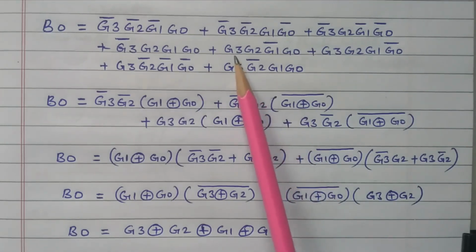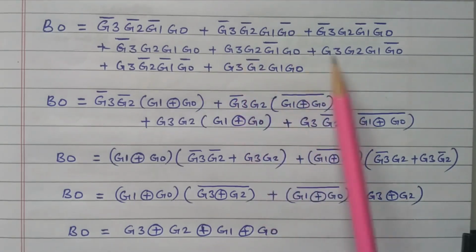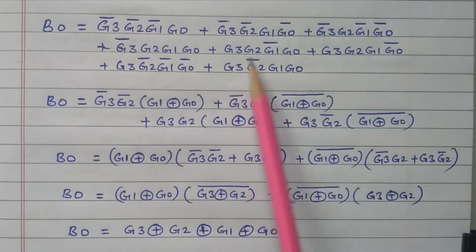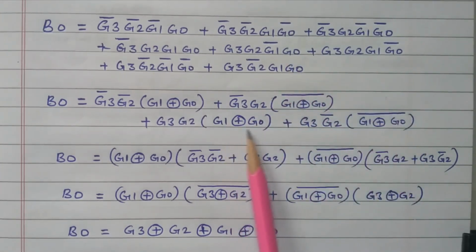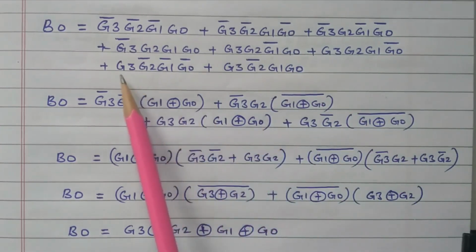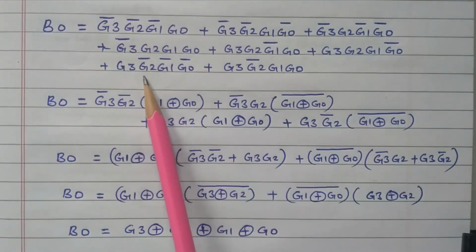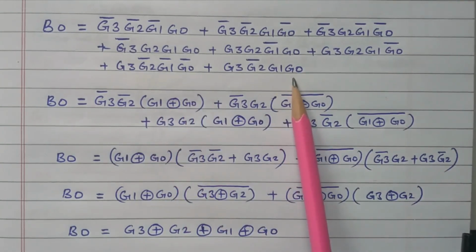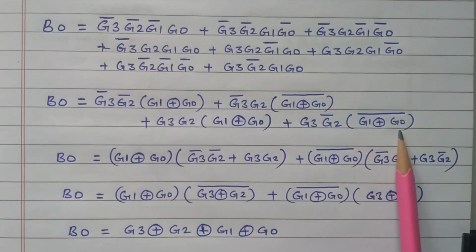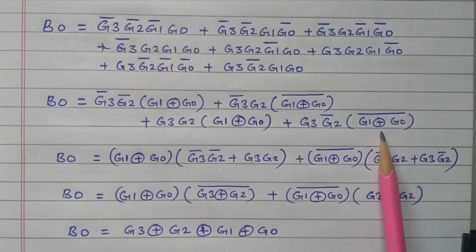Then we'll go to G3 and G2, taken from the fifth term and sixth term. While taking G3 G2 out, what is available? G1 dash G0, G1 G0 dash. Again, it is an XOR gate, G1 XOR G0. Then G3 G2 dash is taken out from the seventh and eighth term. What is available here? G1 dash G0 dash, G1 G0. So this is nothing but an exclusive NOR gate, G1 exclusive NOR of G0. But again, we take one complement, so it becomes the exclusive OR gate.